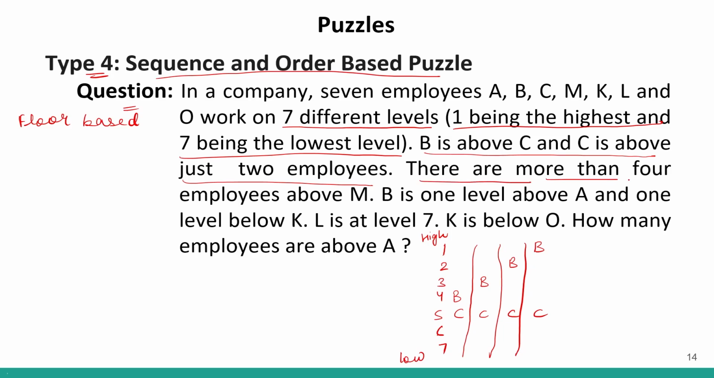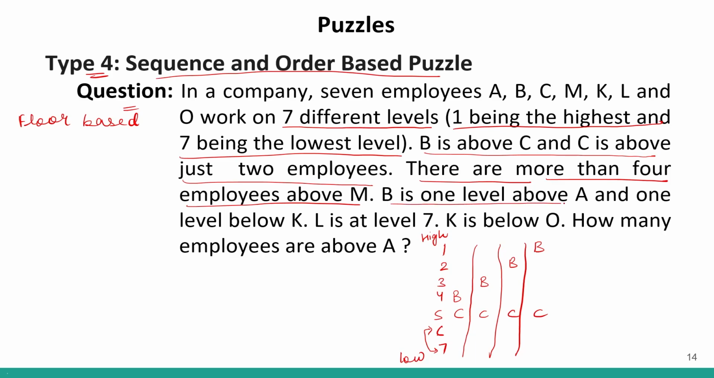There are more than 4 employees above M. So more than 4 employees means it could be 5, it could be 6. So M can be in any of these possibilities. M can be in the 6th position or in the 7th position. So M can be in any of the positions.